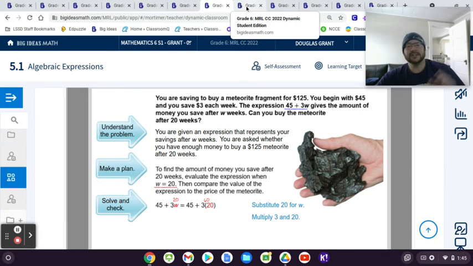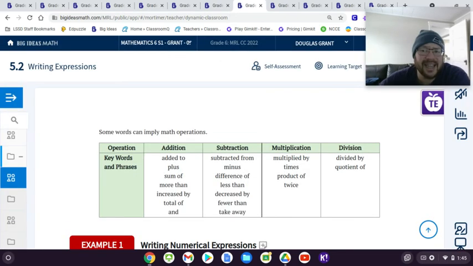Okay. Now we're jumping into 5.2, which is basically the same idea, except you're going to be writing the expressions, which means you have to understand when you see these phrases what they mean. So when you see the words sum, total, increase by, more than, plus, added to, those are all cues for the operation of addition. When you see minus, difference, less than, fewer than, take away, that's subtraction. When you see product or twice or tripled, multiplied by, times, those are all cues for multiplication. And quotient or divided by is division.